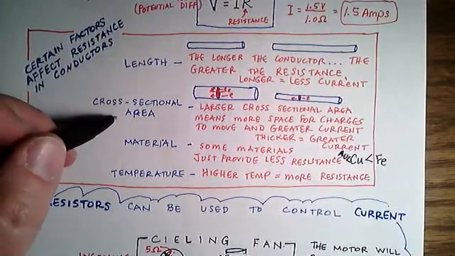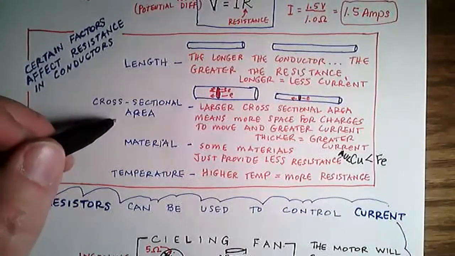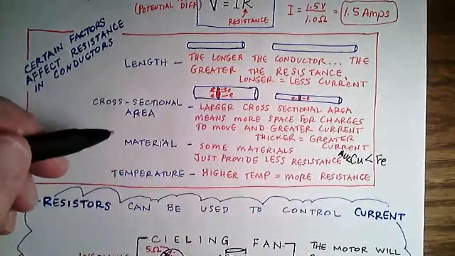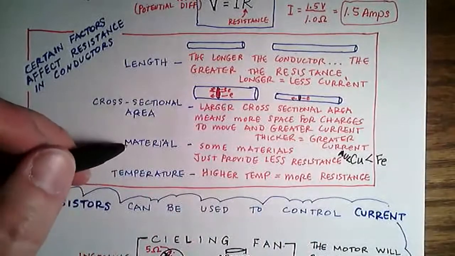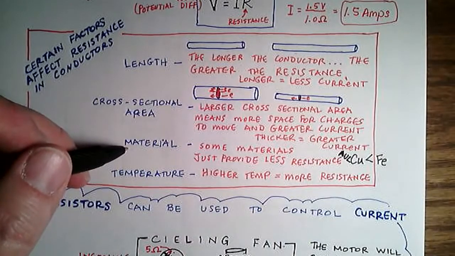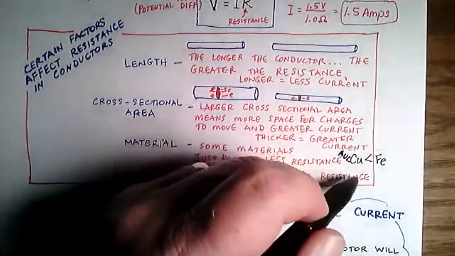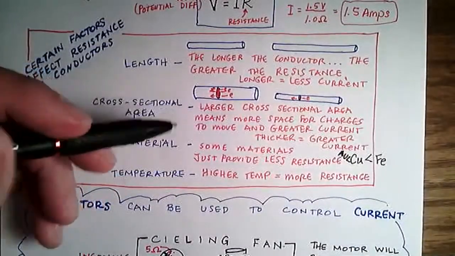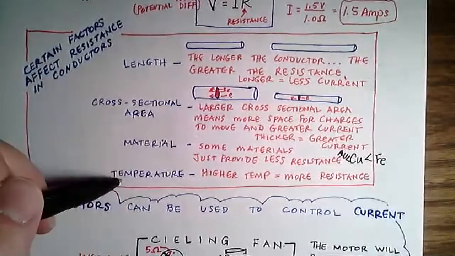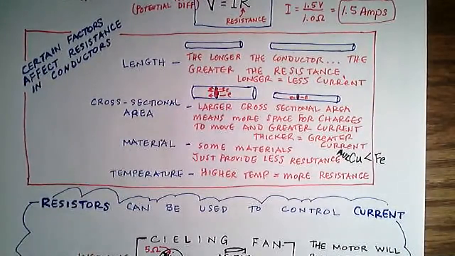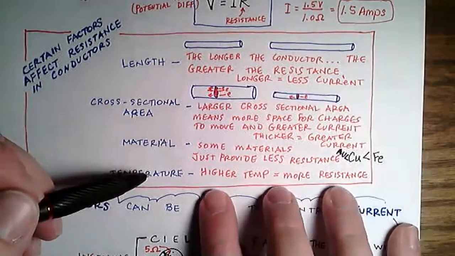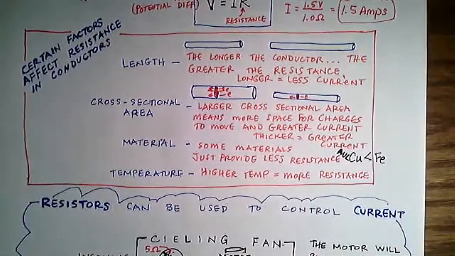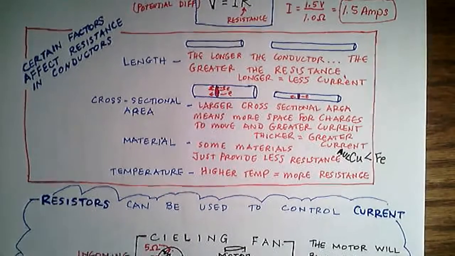Okay. Cross-sectional area. We want thick wire. That thick wire is going to allow for more current to flow. Remember, the thicker it is, the greater the current you're going to get. We're going to want to choose a material that just has naturally low resistance. And so we're going to choose something like copper, for instance, that allows for a lot of current to flow. It doesn't provide a lot of resistance. And then lastly, we'd like to keep it as cool as we can, because the cooler that wire stays, the less resistance you're going to get. Okay, so these are all factors that influence the resistance that you're going to get in a conductor.